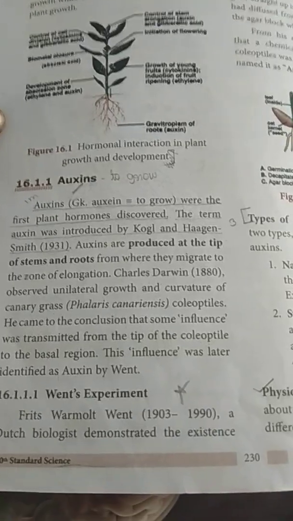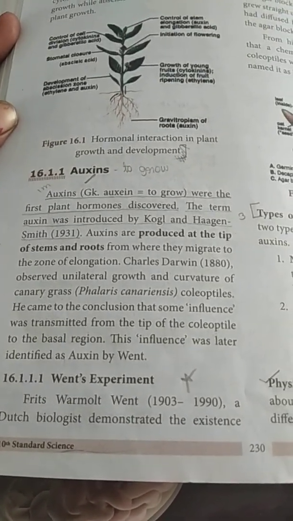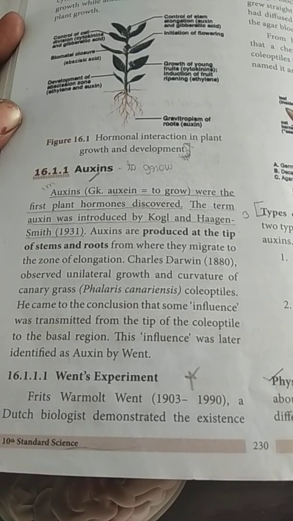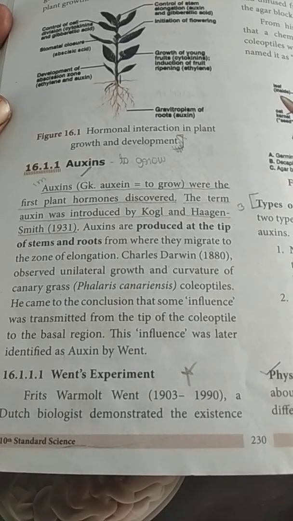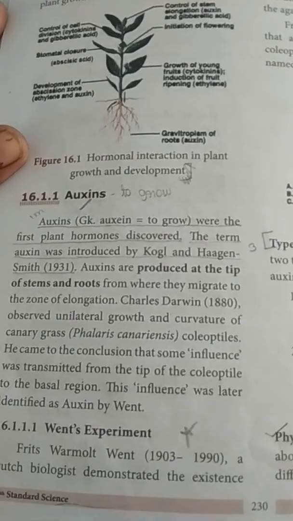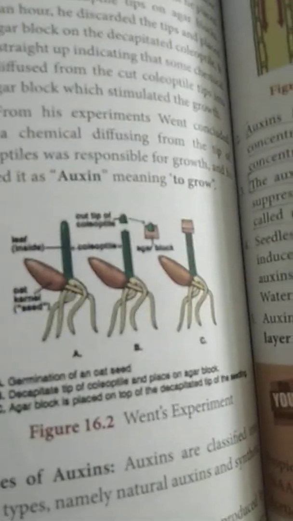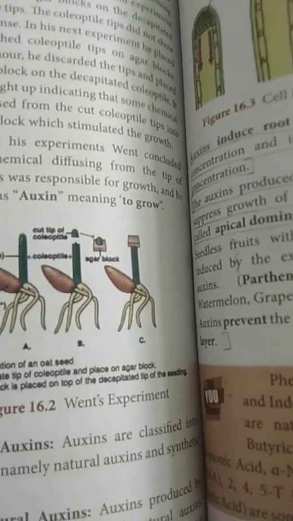Next, Went explained how they identified this auxin. Frits Went, a Dutch biologist, in 1903 and 1990, demonstrated the existence and effects of auxins in the plant. They took one plant for the experiment, called the Avena coleoptile.